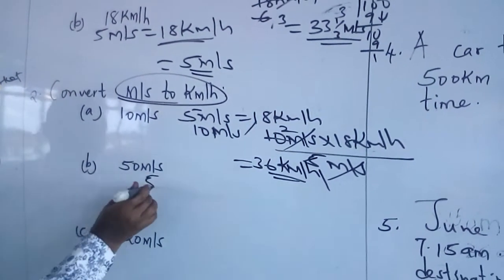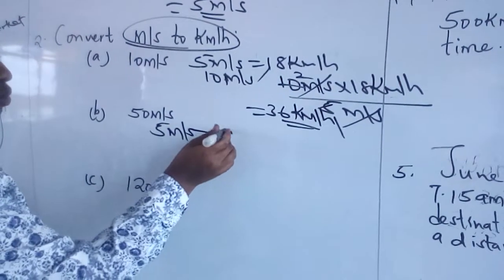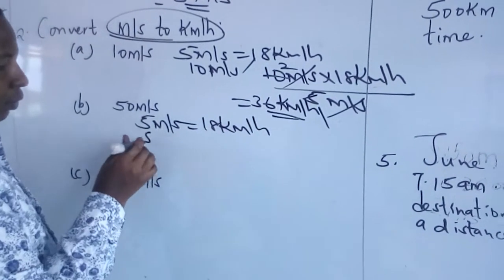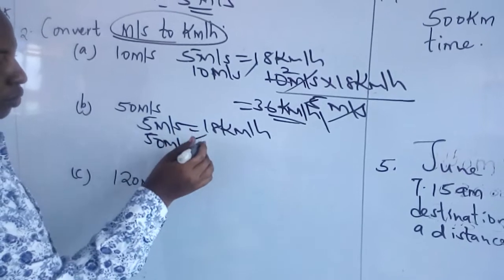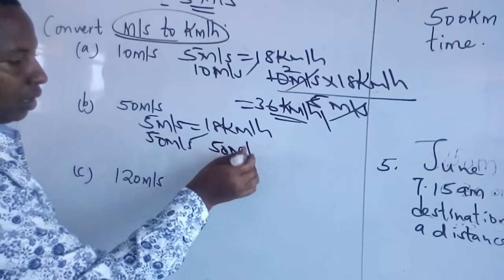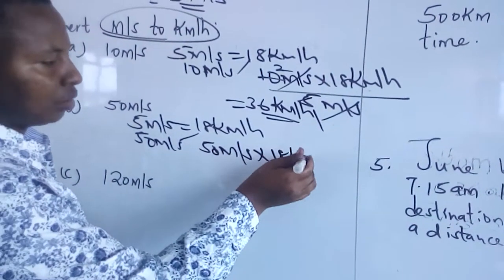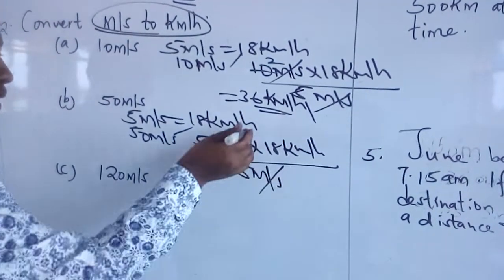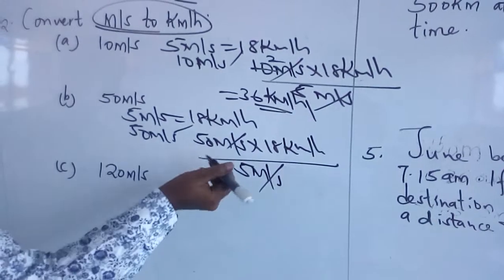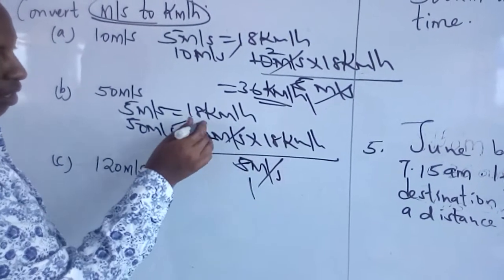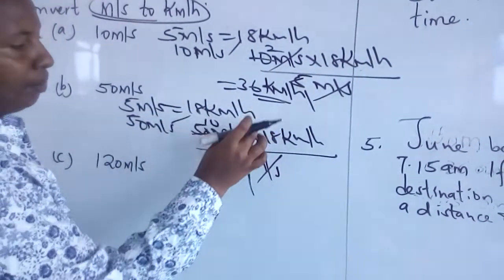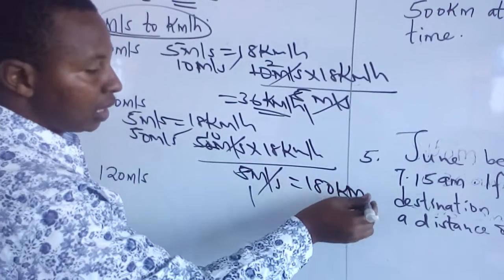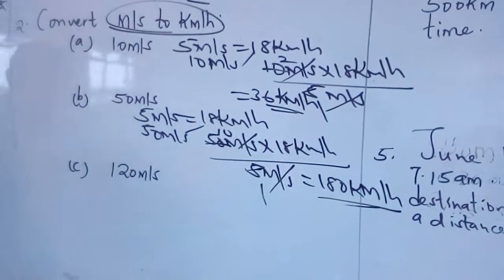This question, 5 meters per second is equal to 18 kilometers per hour. What about 50 meters per second? It will be 50 meters per second times 18 kilometers per hour, over 5 meters per second. Meters per second cancels meters per second, by 5, 1, by 5, 10. So 10 times 18 is 180. Then kilometers per hour. Don't forget the units.